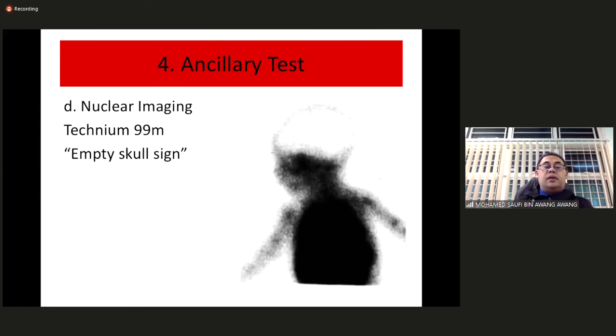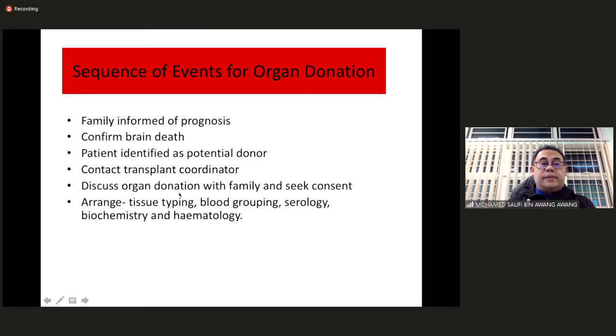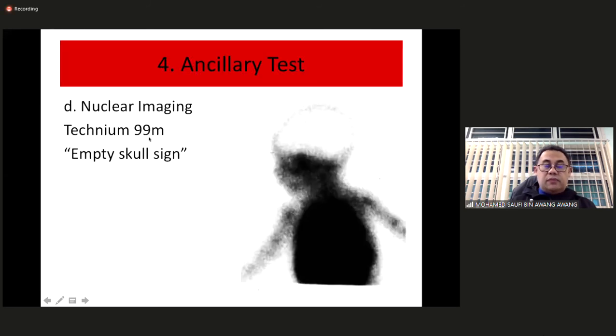Another one is the nuclear imaging, where you give the patient an injection. You can see here, there's no flow into the brain. So we call it an empty skull sign. So those are what I call the investigation confirmatory tests that you can use to help or guide you as to whether the patient is brain dead or not, if you are unable to fulfill all the clinical criteria.